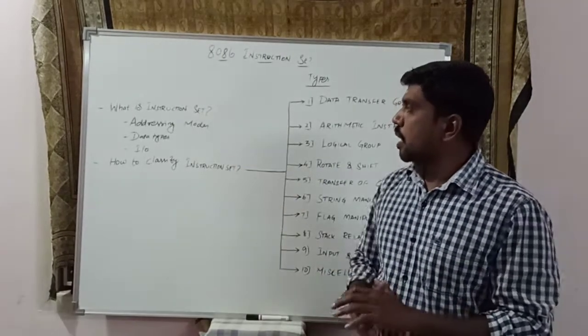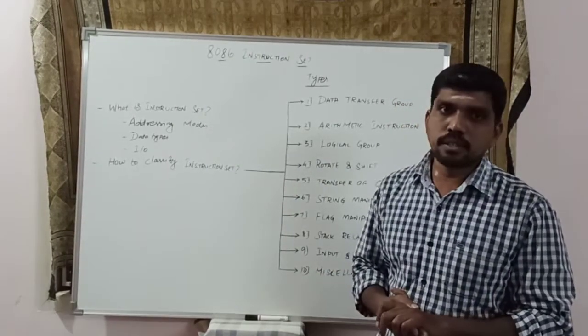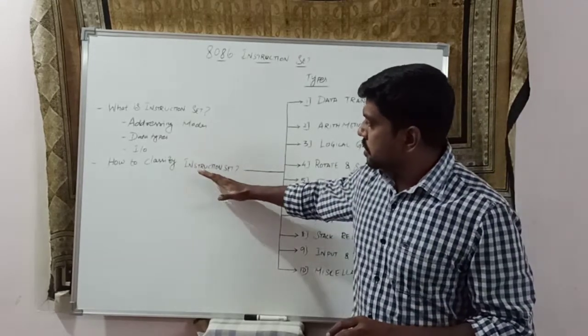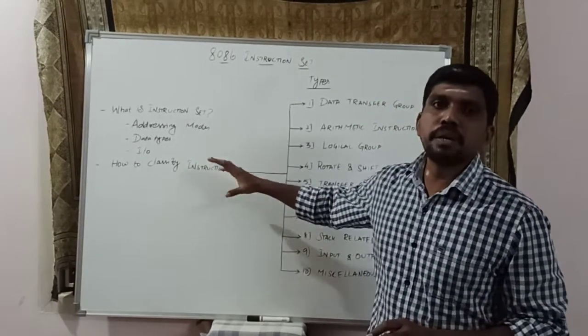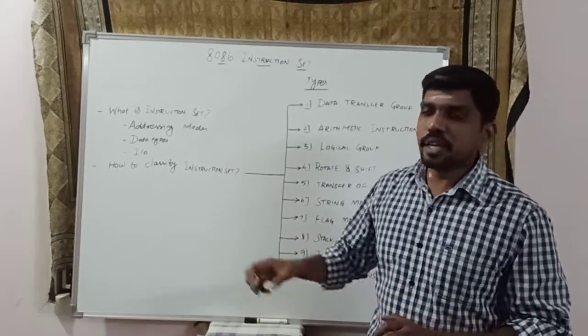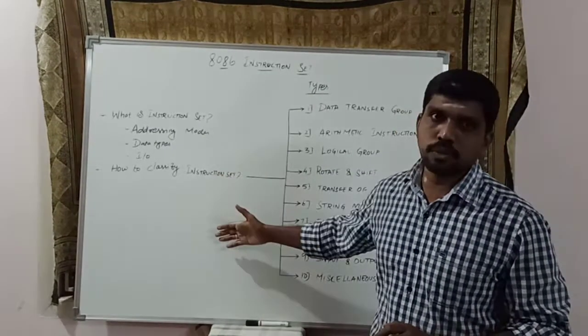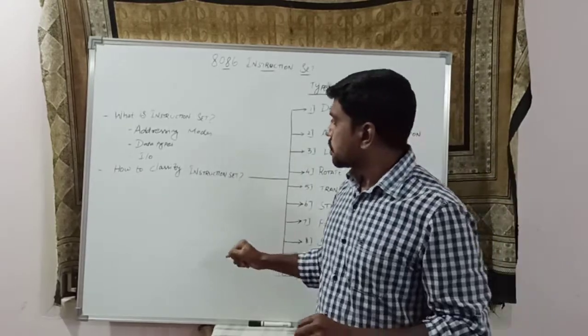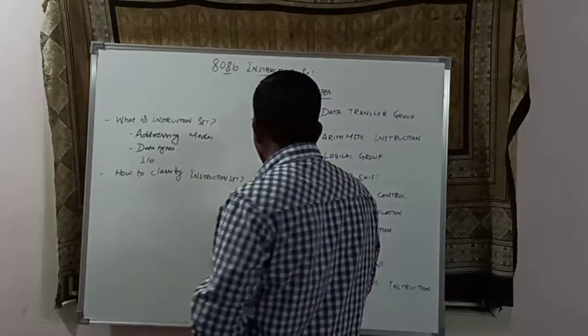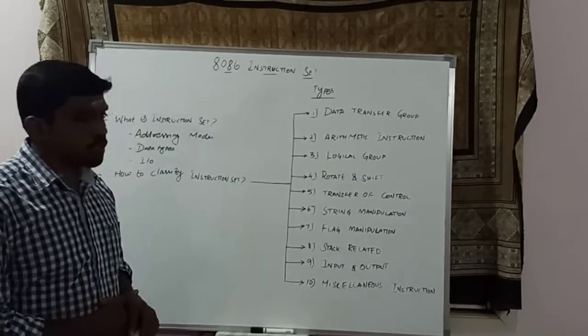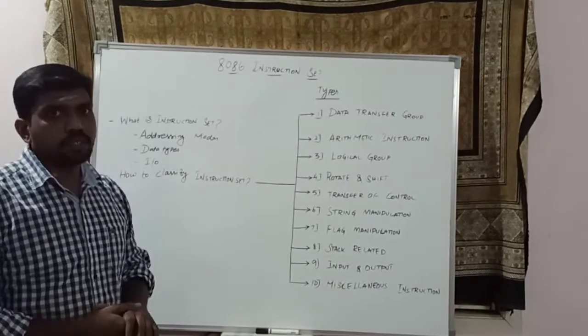The next one is how to classify the instruction set. Basically the instruction set is classified based on function. So based on which function the instruction performs, you can list them out. Okay. So here we are listing 10 different types of instructions based on function.